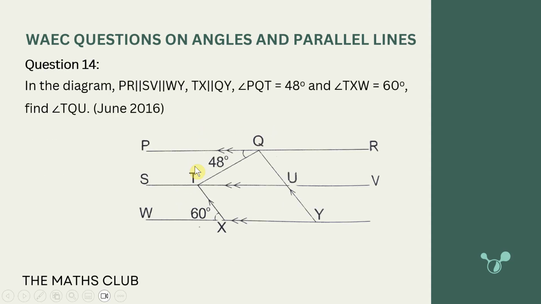Great. Question 14 says that in the diagram PR is parallel to SV and is parallel to WY, which you can see marked 2, 2, 2. Great. PQT is 40 degrees. TXW is 60 degrees. We should find TQU. So this inside angle here, that was taken from June 2016. Now pause the video and try this out yourself.